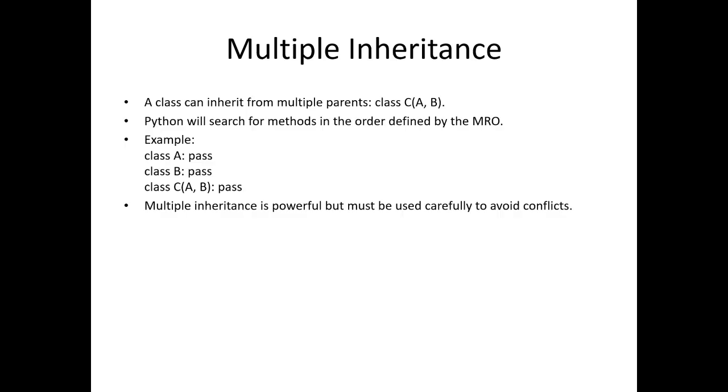In multiple inheritance, a class can inherit from more than one parent. For example, if we already have a class A and a class B, and we want both the properties of class A and class B to be inherited into class C, this is where multiple inheritance comes into the picture. It will inherit from both the classes and create a new class as per requirement. When we call a method on class C, Python searches following the order defined by the MRO. This allows us to combine different behaviors from multiple sources.